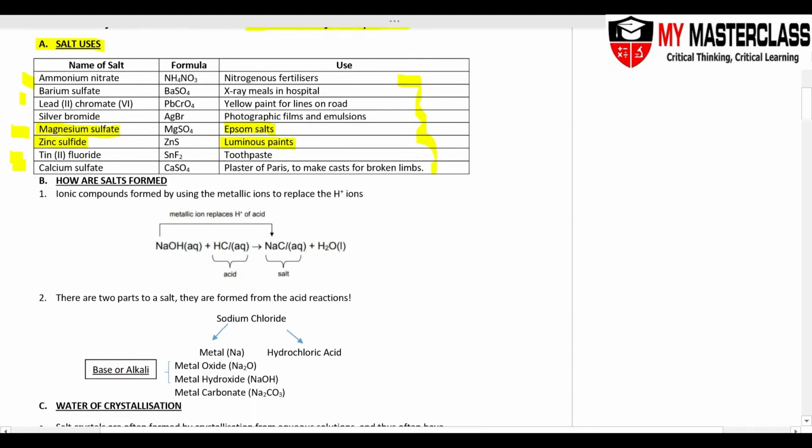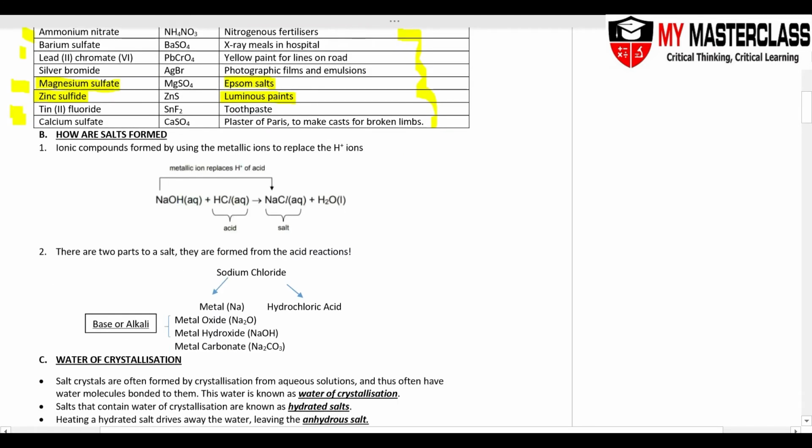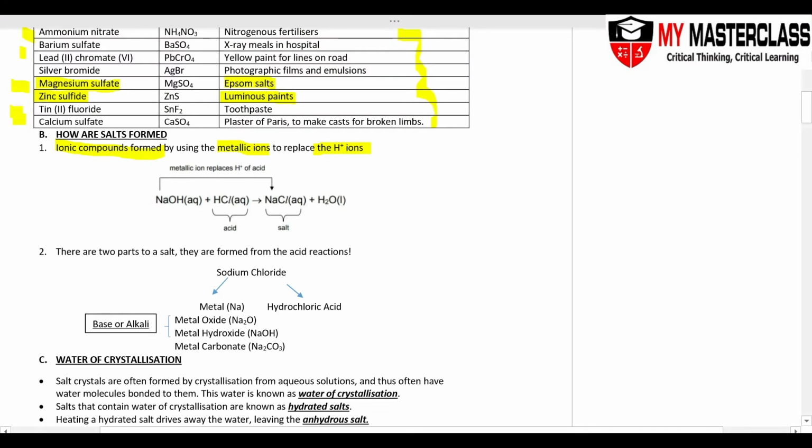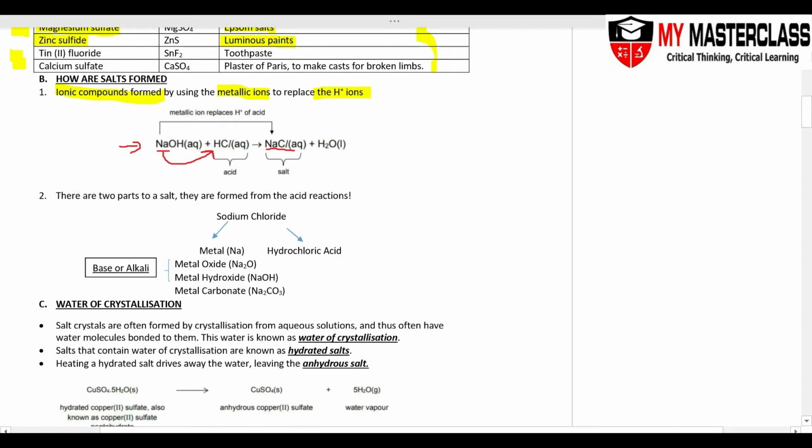So how are salts formed? A salt, by definition, is an ionic compound where metal ions replace the H+ ions. Look at this example. I have my alkali, sodium hydroxide, plus hydrochloric acid. In this example, I always take the metal, kick out the H+, and you will get a salt, NaCl. This is the most common salt, sodium chloride.